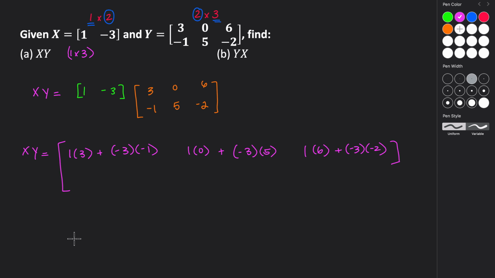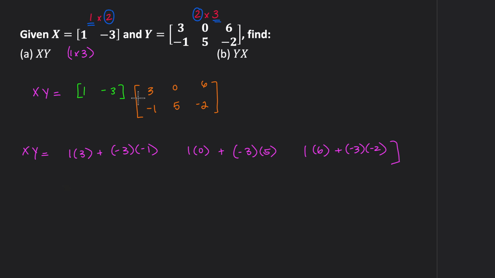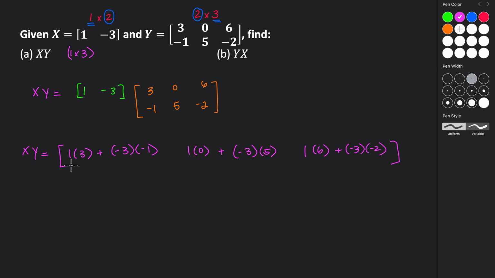Let's go through and simplify all of these. So I guess this isn't so big. It's just going to be like this. This is 3 plus 3. This is going to be 0 minus 15. And this is going to be 6 plus 6. So our new matrix, xy, is going to be 6, negative 15, and then 12. So this is taking x and multiplying by y.